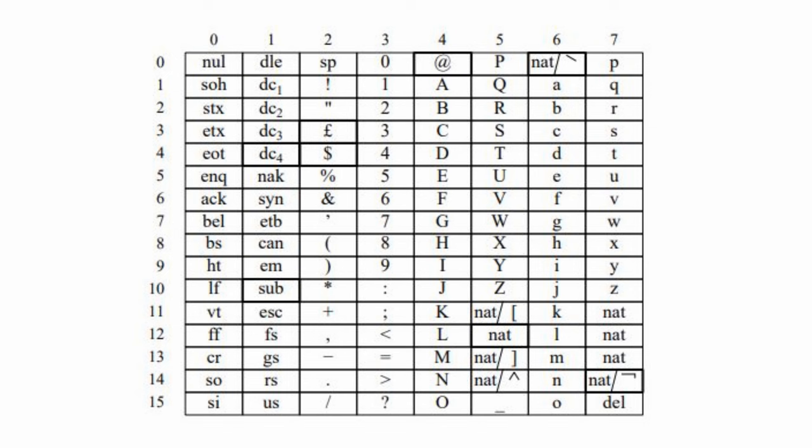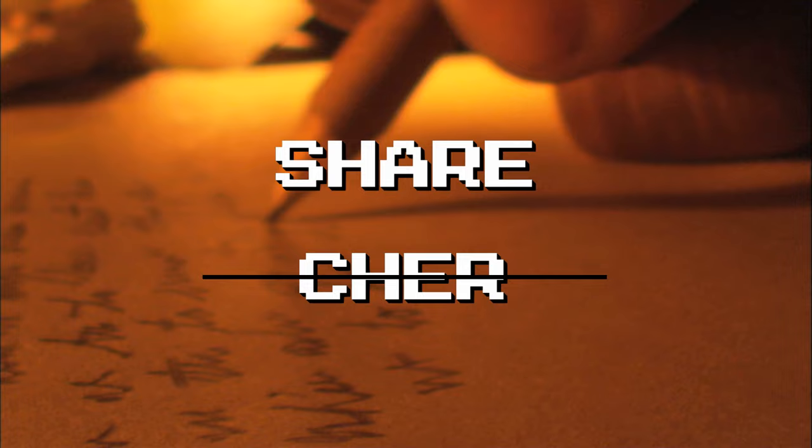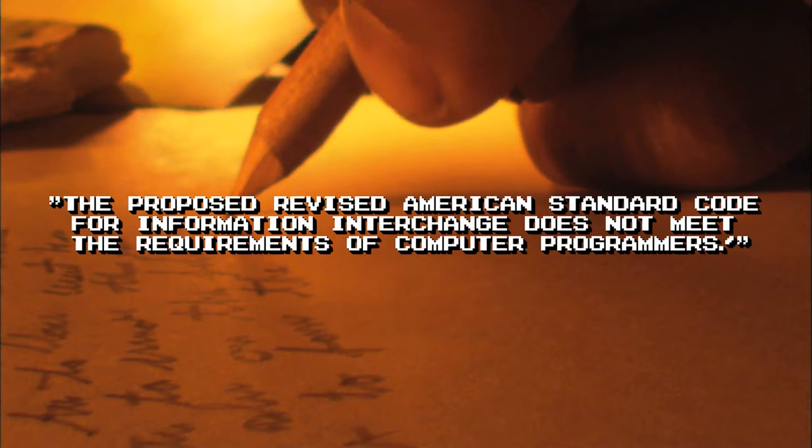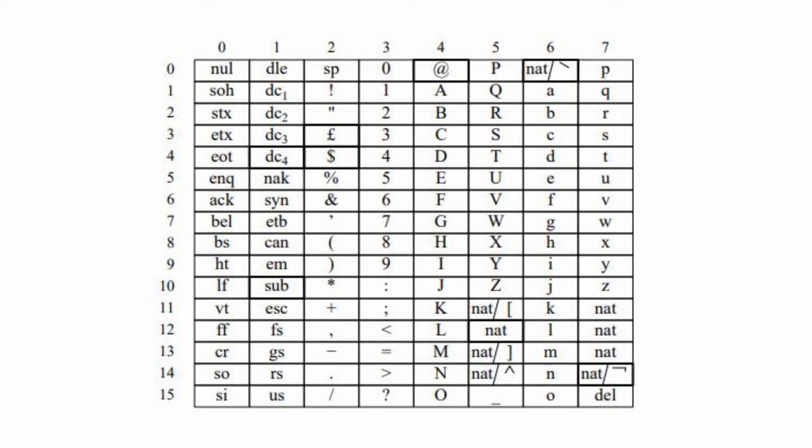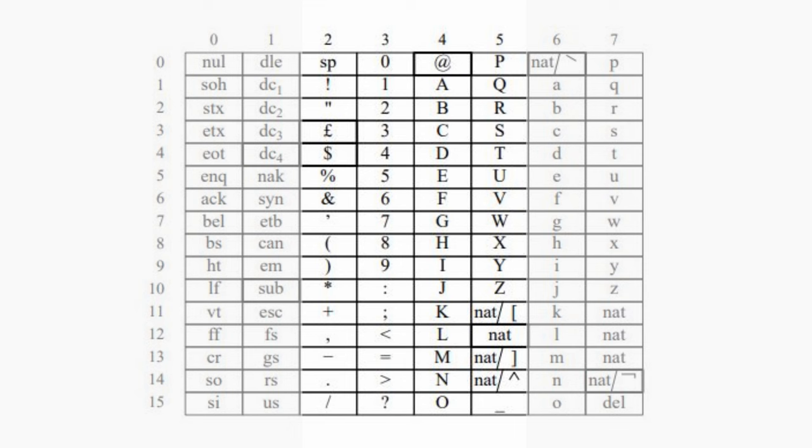However, even though this draft had international approval, it caused some upset, mainly with an IBM user group known as Share. The chairman, H.W. Nelson, would pen an irate letter to the ASA entitled, "The proposed revised American Standard Code for Information Interchange does not meet the requirements of computer programmers." His point was there weren't any characters in the international subset that could be used to satisfactorily represent the logical operations of OR and NOT.